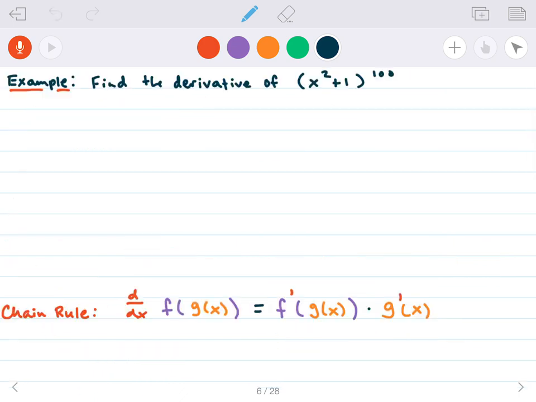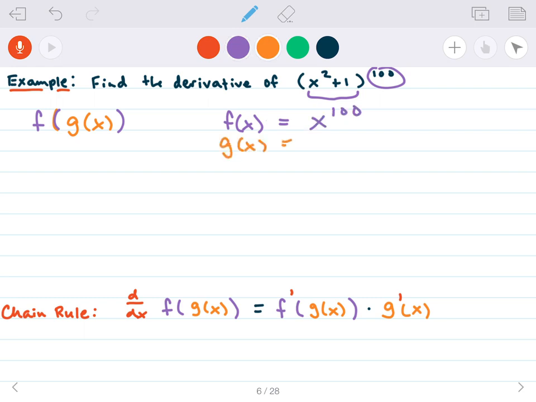Find the derivative of x squared plus 1 to the 100. Now, we have a composite function because we have a function within a function. Right? We have a situation where we have a function g of x sitting inside a function f of x. So my outside function f of x is just going to be something to the 100th. What is that something? Well, that something right here is just x squared plus 1.